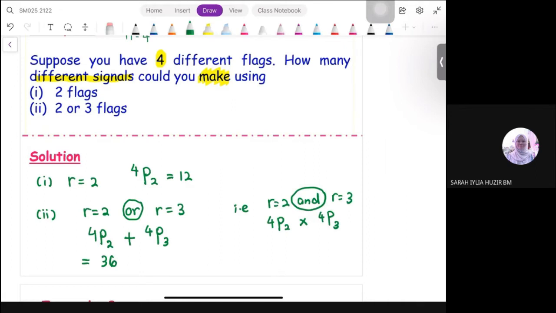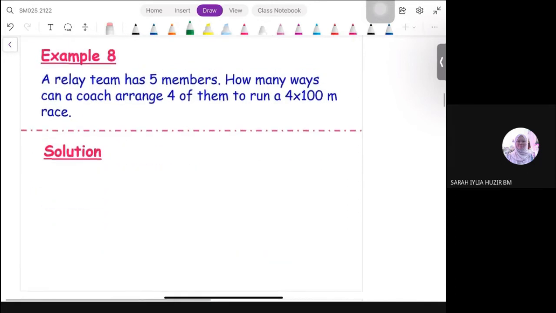Okay. So next example. We have a relay team that has 5 members. Okay, that's the first main thing. Our n now would be 5. How many ways can a coach arrange? That's the keyword. So we know we will use the permutation process. 4 of them. So r in this case is 4. So straight away our calculation will be out of 5 people, they will arrange 4 of them. So 5P4. In this case, the answer should be 120.